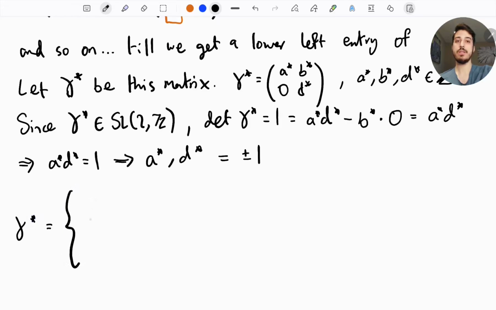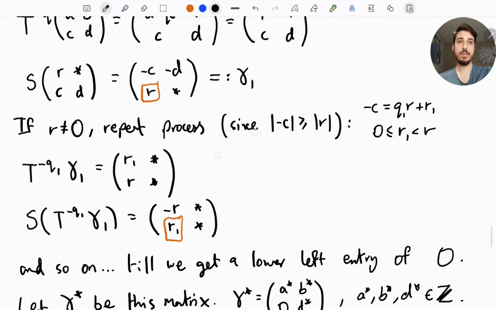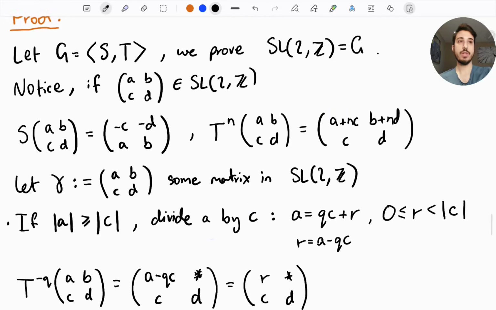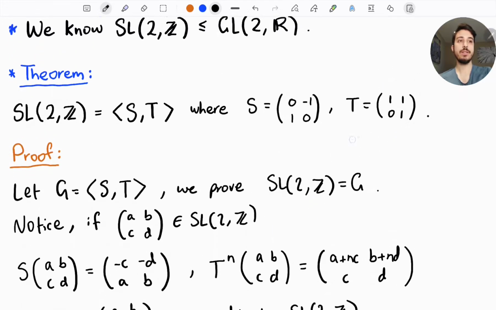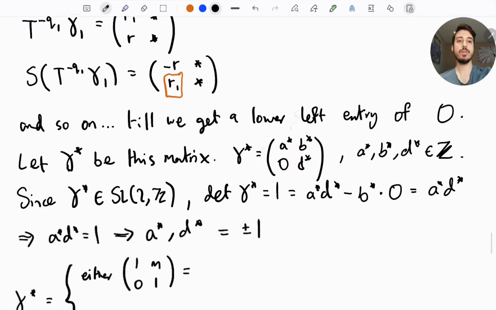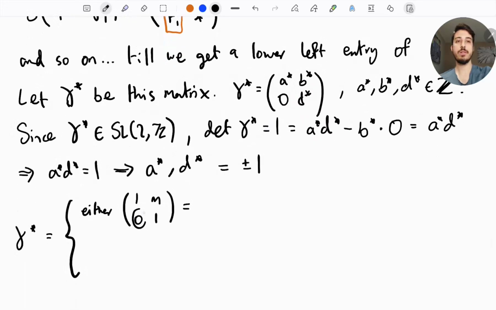Gamma star is either 1, m, 0, 1 for some m, which, by the way, is because t is 1, 1, 0, 1, t squared is equal to 1, 2, 0, 1, t cubed is 1, 3, 0, 1, t4 is 1, 4, 0, 1. You can check that out by multiplying matrices together. So t to the m is 1, m, 0, 1. So this matrix here, with diagonals 1, 1 and m there, is equal to t to the m.